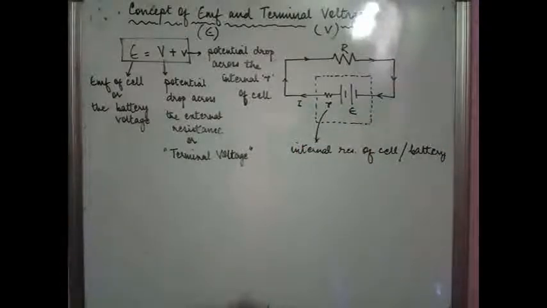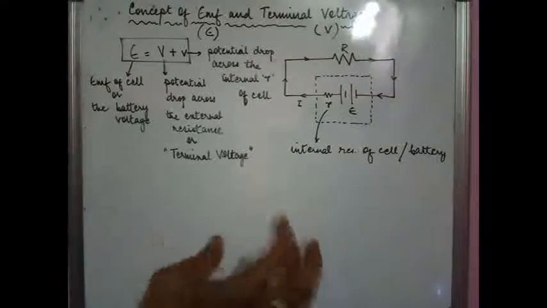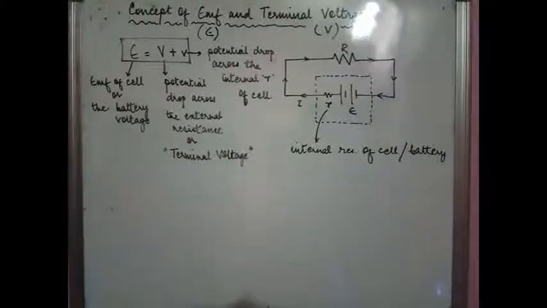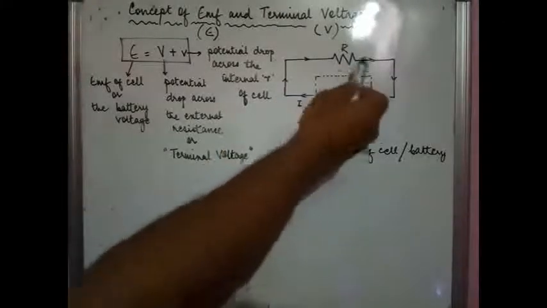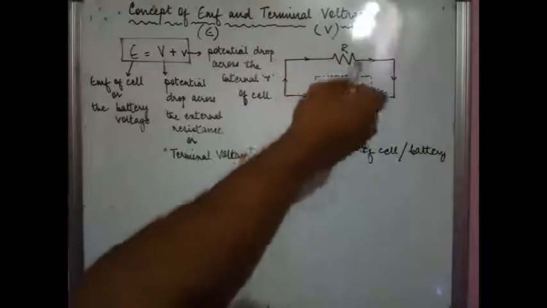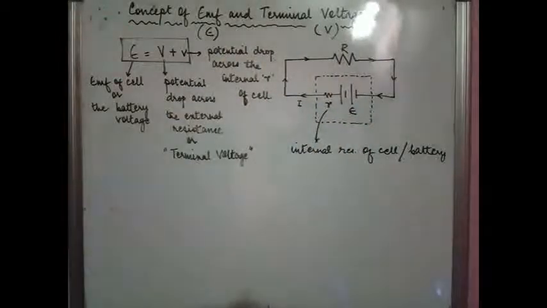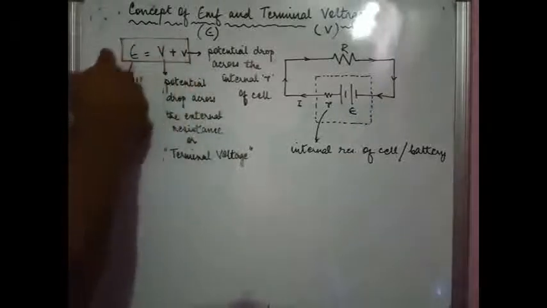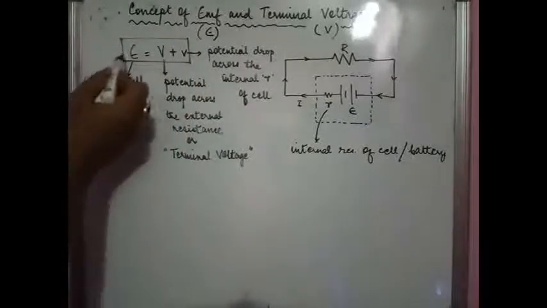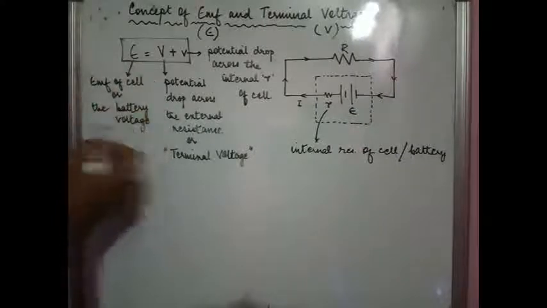Now we were talking about the overall battery voltage, the voltage that the battery is supplying. That voltage is going to be used up, number one, in the external resistance as well as across the internal resistance of the battery. It is easier to say all this, but to understand we have to have a look at this particular equation. You see, this over here is the overall battery voltage.